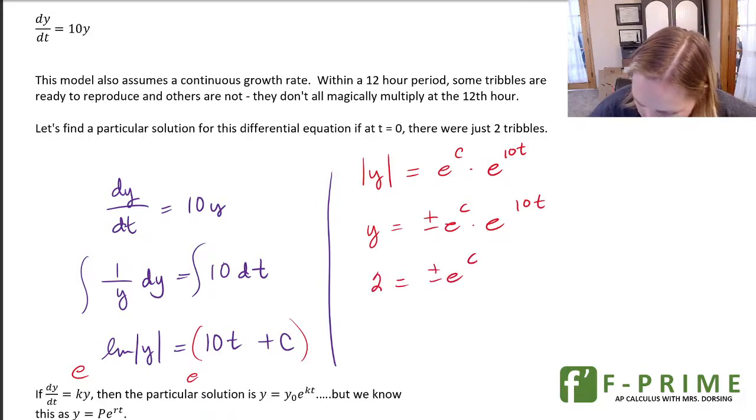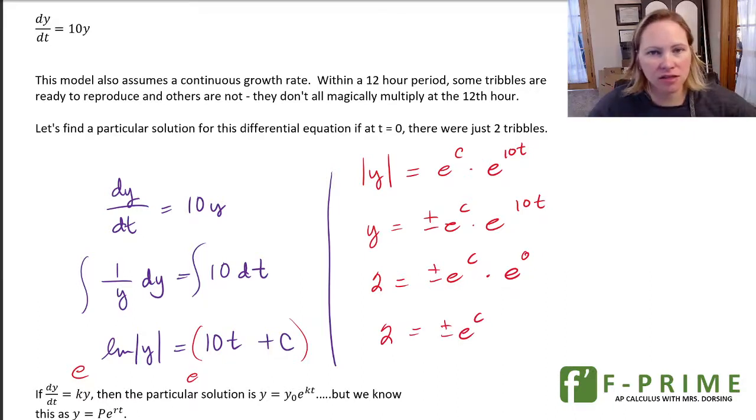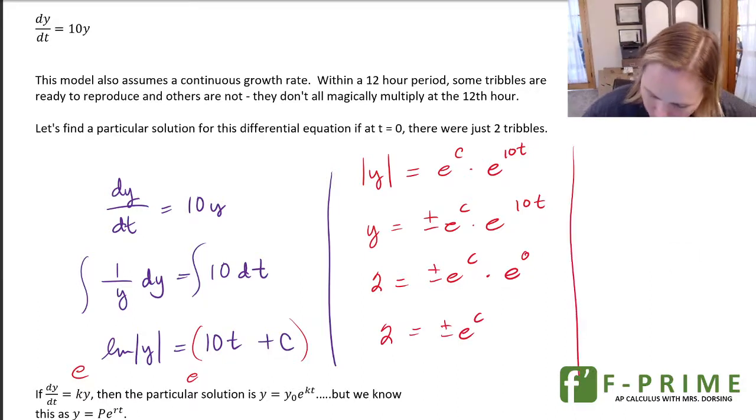And then e to the 0, that's just 1. That means that 2 is going to be that plus or minus e to the c. So that's that constant that's in front. And we end with this solution. We get y equals 2 times e to the 10t.